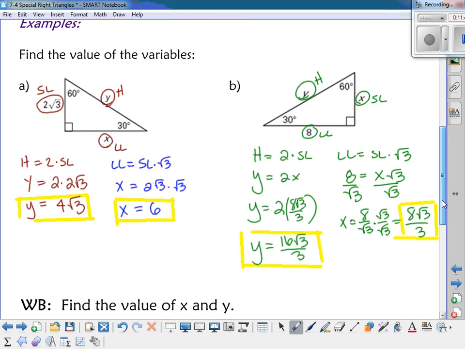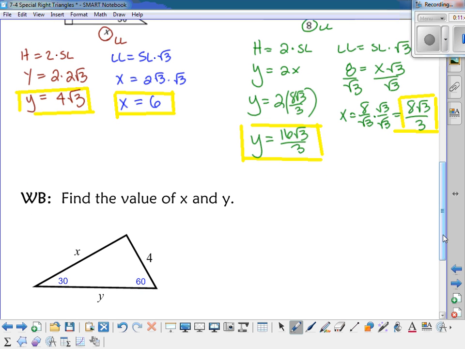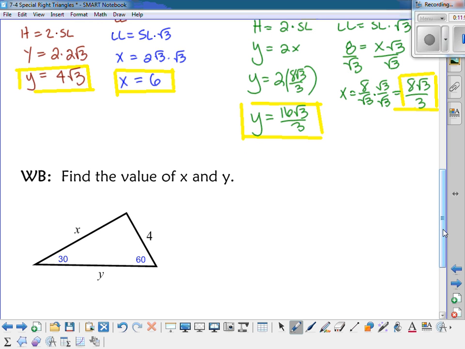All right, so on your own, I want you to try and find the value of x and y for this triangle here. Go ahead and pause the video now. All right, so this one you could probably do in your head. X is the long leg, so I just take the short leg times root 3. So x is 4 root 3. And the hypotenuse is twice the short leg, so 2 times 4, y is 8.